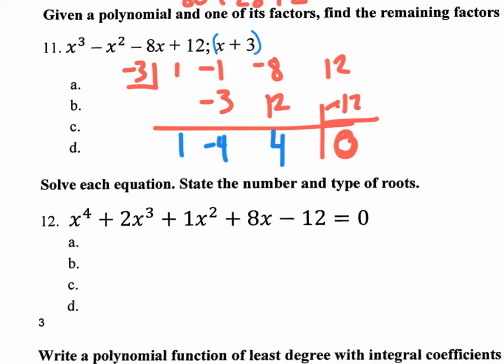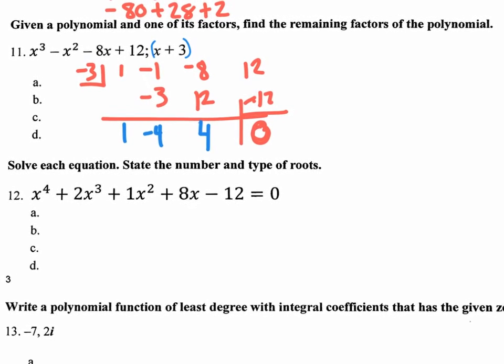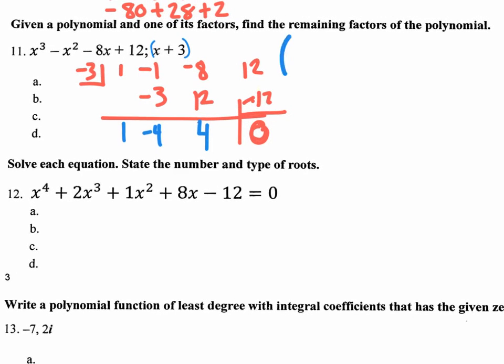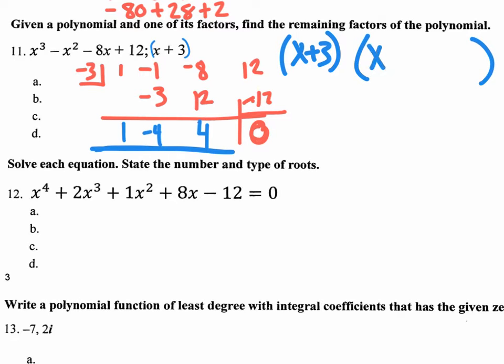Okay? So I already know that x plus 3 is a factor. They gave that to us. But what we have down here is the actual remaining polynomial. So what would that be as a polynomial? 1x squared minus 4x plus 4. Yay?